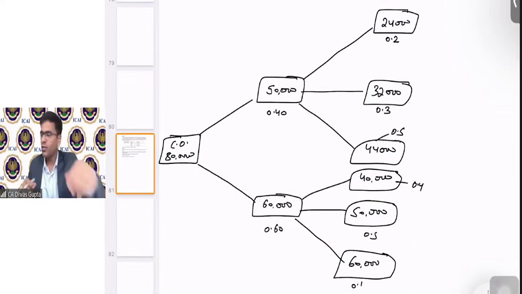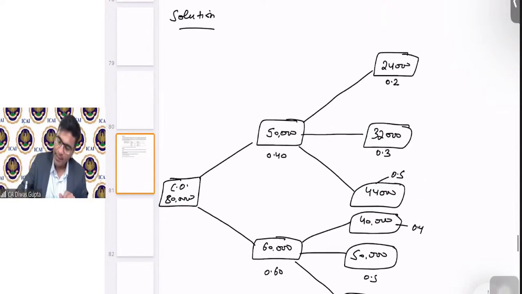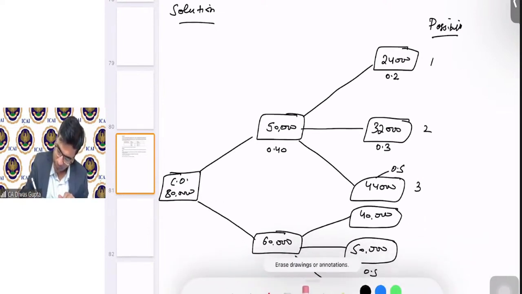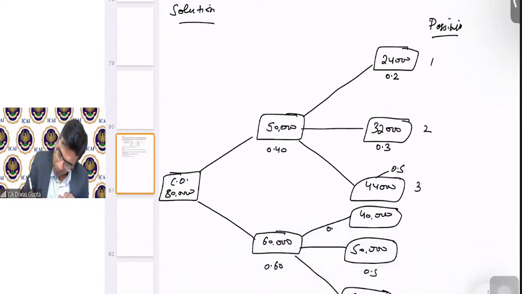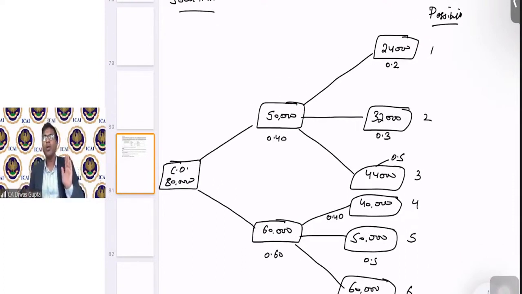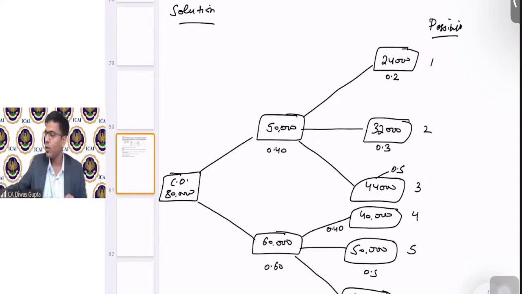So in this case, students, how many possibilities do we have? This is 1, 2, 3, 4, 5, and 6. Are there 6 possibilities? Yes. Because first year there are 2 possibilities, then both the possibilities have 3 more possibilities, right? So in totality 6. Can you tell me what is the probability?